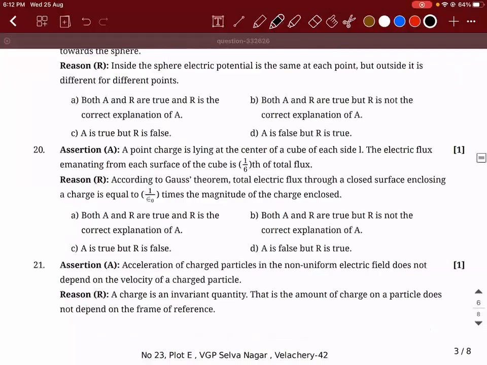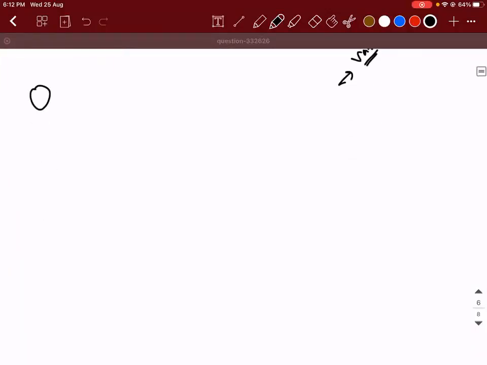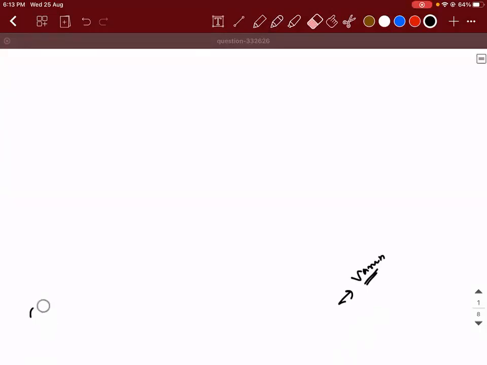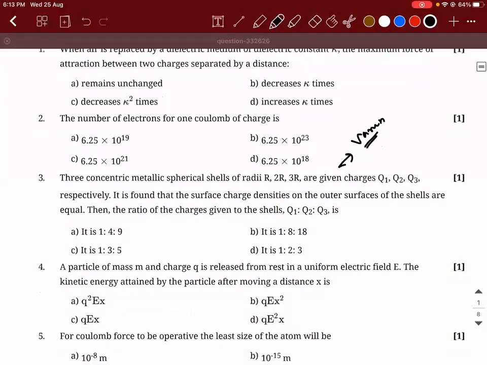So I hope you guys have read the question. I'll be doing it fast. So listen. Third one. Three concentric metallic spherical shells of radii R, 2R, and 3R are given the charges Q1, Q2, and Q3 respectively. It is found that the surface charge densities on the outer surface of the shells are equal. Then the ratio of the charges is.